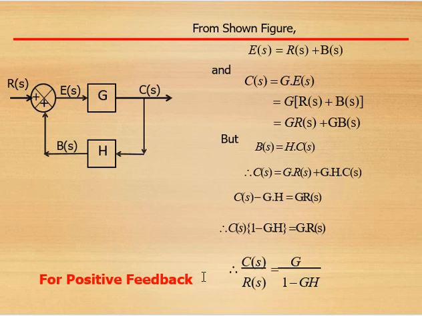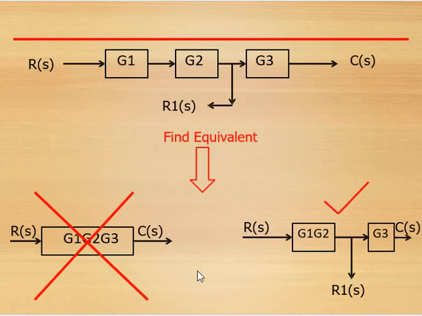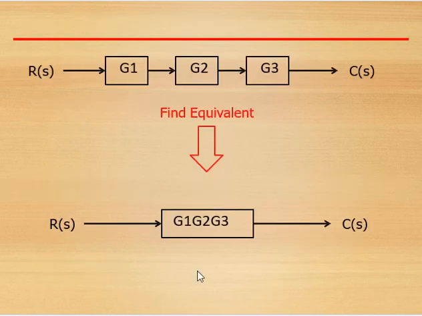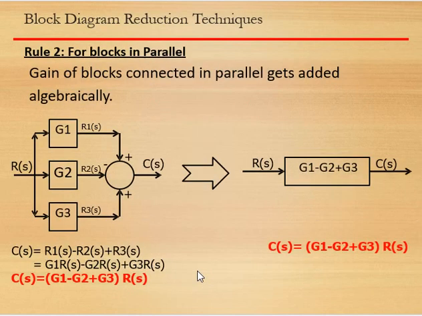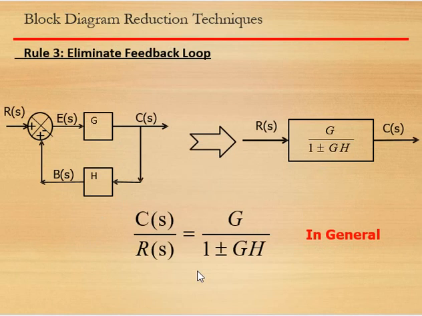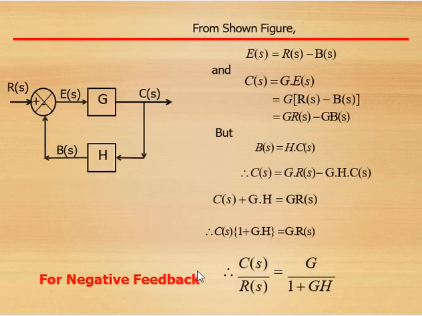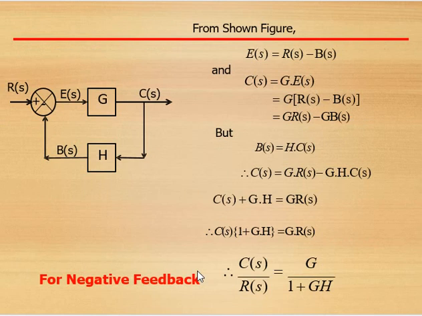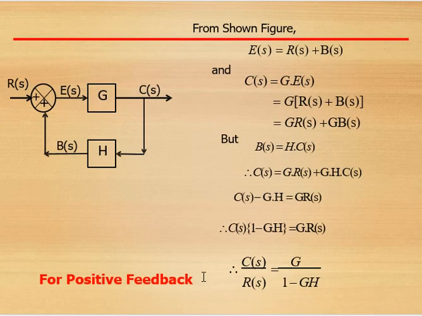We have seen three rules: for blocks in series the gain is multiplied; secondly, for blocks in parallel the gain is algebraically added; and the third is elimination of a feedback loop. We just have to check whether the feedback is positive or negative, and based upon that we have to change the sign in the transfer function.